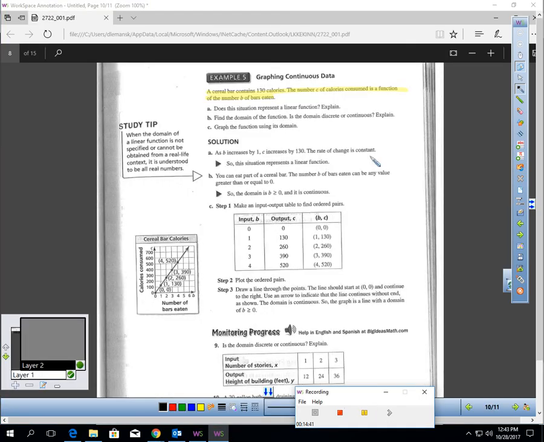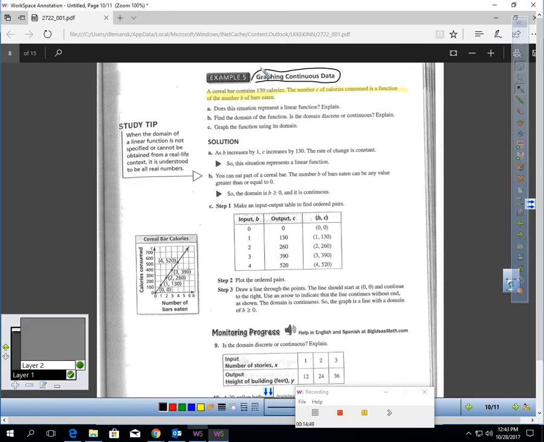Now, if I graph continuous data, it's going to be the same process, other than my graph won't be individual points. It will end up being me taking my ruler and connecting those points with a segment, line, or ray. So here we have a cereal bar contains 130 calories. The number C of calories consumed is a function of the number of bars eaten, B. So think about that. I could eat, let me write out a little table here, B and C.